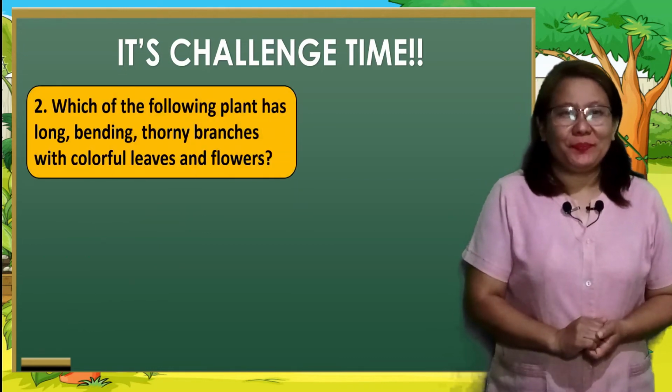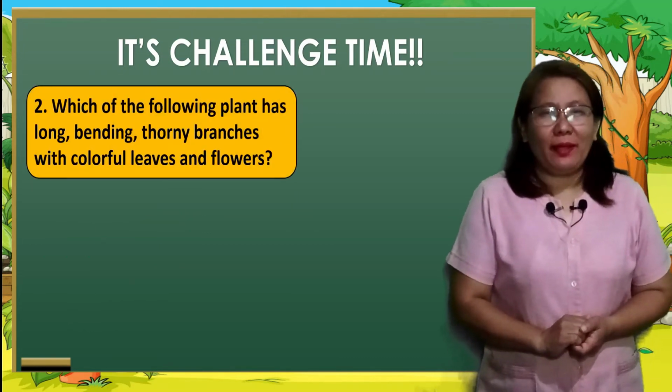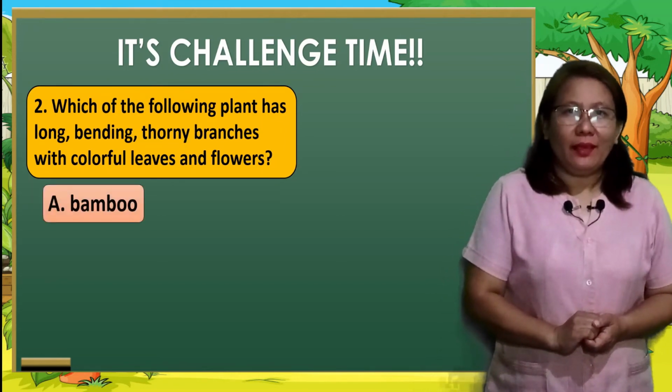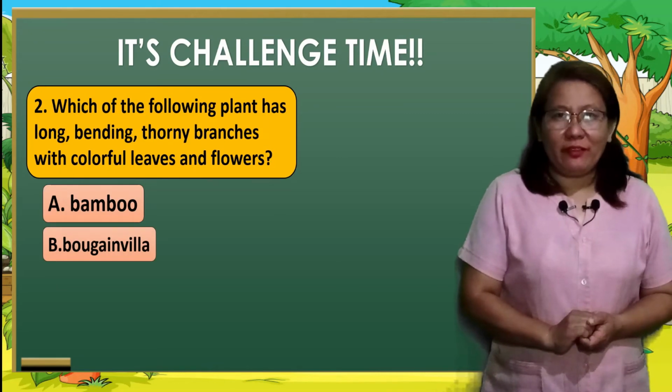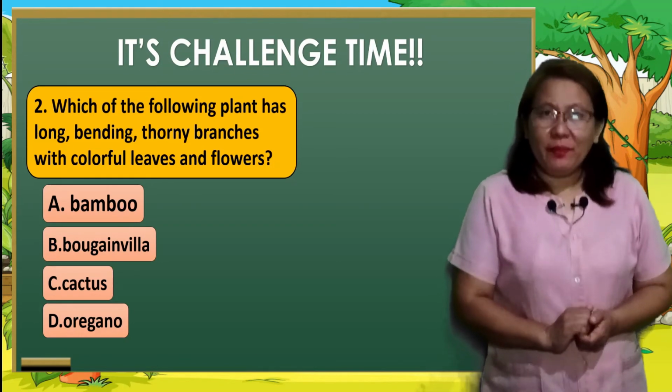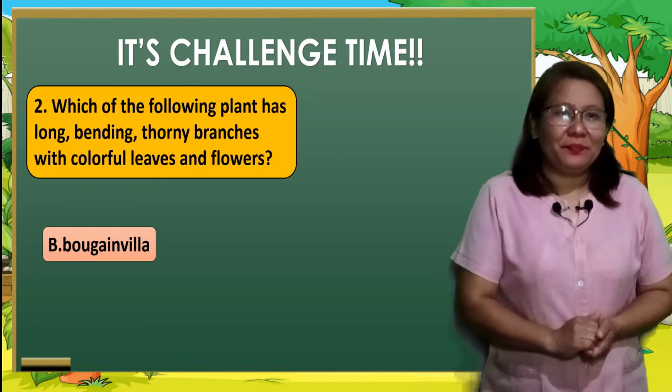Number 2. Which of the following plants has long bending, thorny branches with colorful leaves and flowers? A. Bamboo, B. Bougainvillea, C. Cactus, D. Oregano. If you answer B, very good.